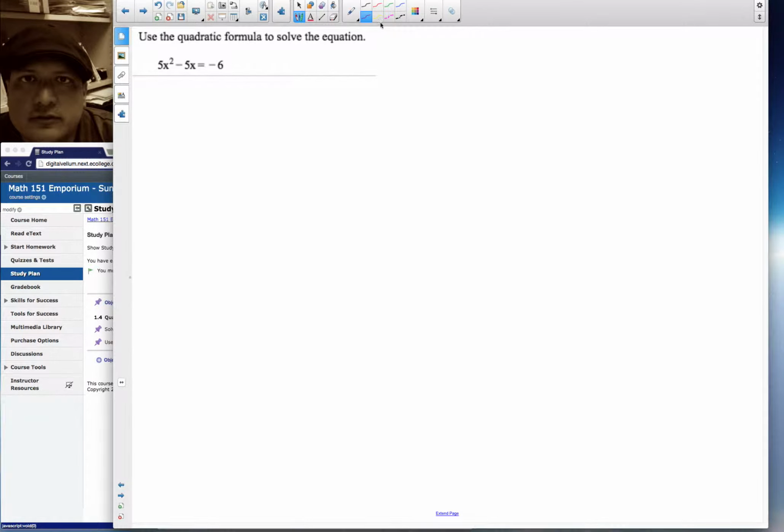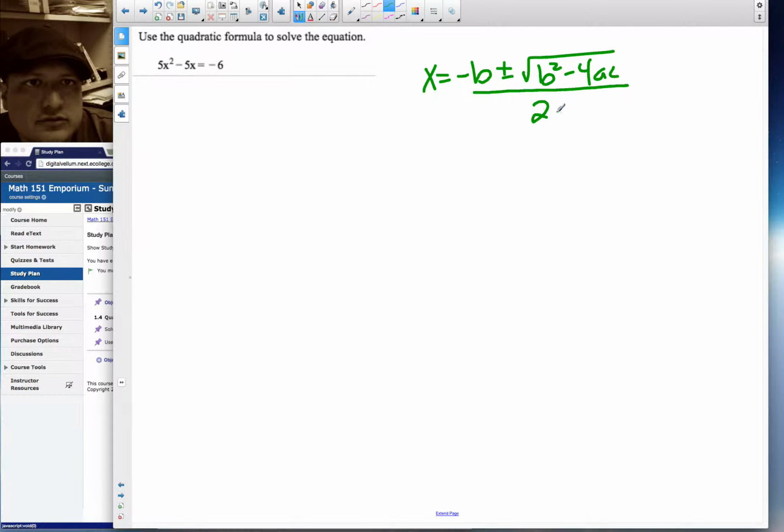Use the quadratic formula to solve this equation. The quadratic formula is x equals negative b plus or minus the square root of b squared minus 4ac all over 2a. The first thing we got to do here is set it equal to 0, so we're going to plus 6 to both sides.